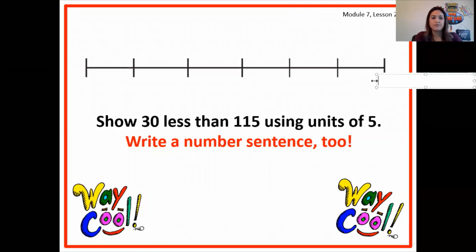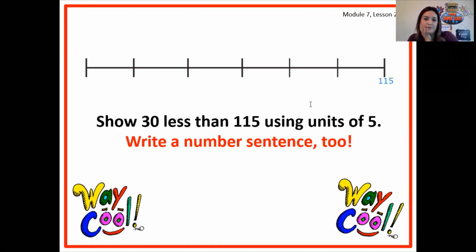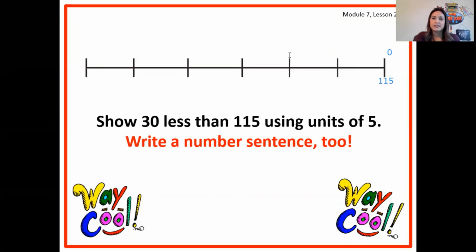So 115 goes here, right? We're going to use units of 5, so that means we count by 5s. Very good. So to show 30 less, we start here, that's our imaginary 0. And you don't have to write all the numbers if you don't want to. You can just say 0. We have to count by 5s to get to 30, right? So 5, 10, 15, 20, 25, 30.